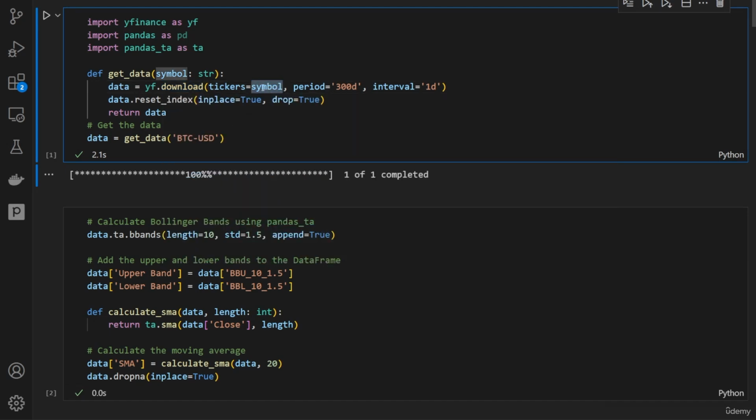So the Bitcoin US dollar in this case for a period of 300 days. And we're using the daily time frame. So this should be roughly around 300 rows of data. Then we're resetting the index and we're returning the data frame. And to get this data, we're using the function get_data, passing the symbol Bitcoin US dollar, and whatever is returned, so the data frame as a result, is stored in a variable called data.